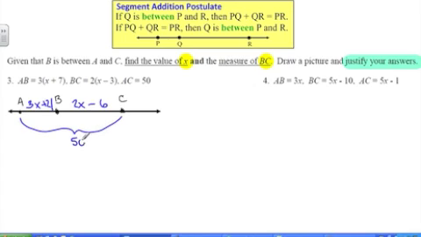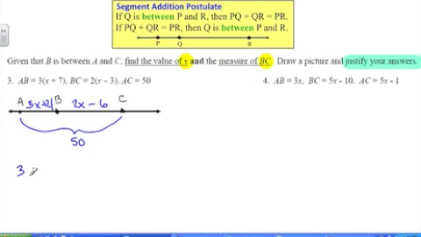50. Now how are we going to use the segment addition postulate to help us find the value of x? Well, we need to set up an equation if we're going to find the value of x. And the picture tells us how to set up that equation. It says from A to B plus the distance from B to C should equal A to C. That's what the segment addition postulate says. So let's see.